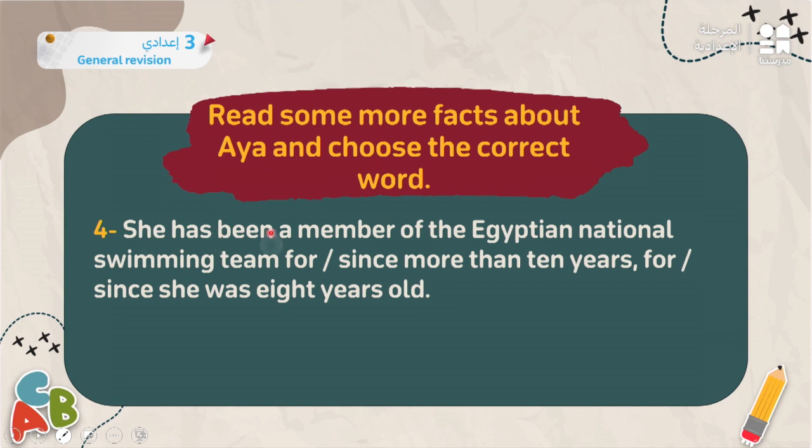She has been a member of the Egyptian national swimming team for or since more than 10 years. For or since she was 8 years old. هنا I have two choices or two يعني blanks. I need to choose for this one and this one. The first one is more than 10 years. More than 10 years is a period of time. فترة زمنية أكتر من 10 سنين.